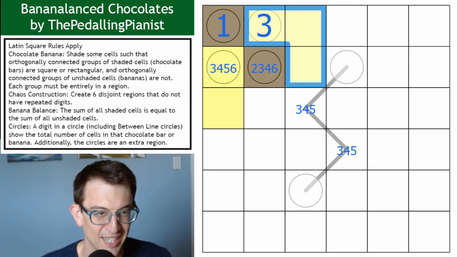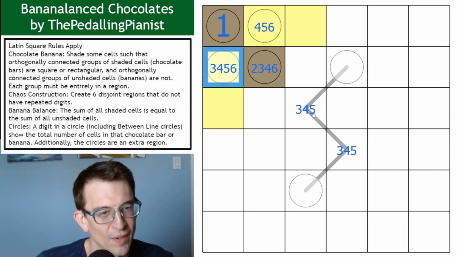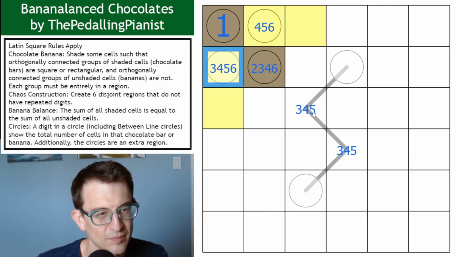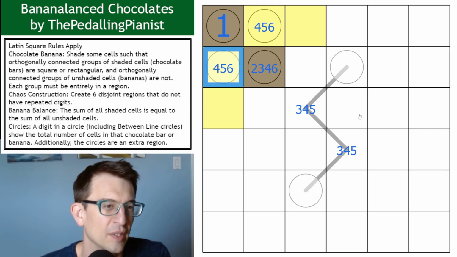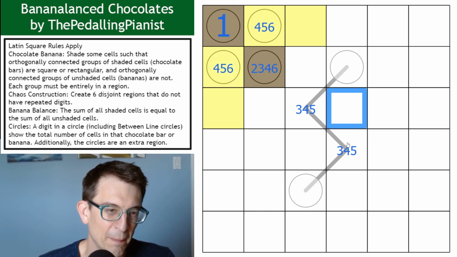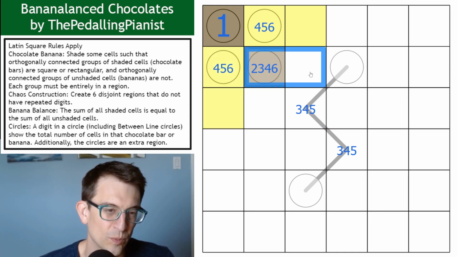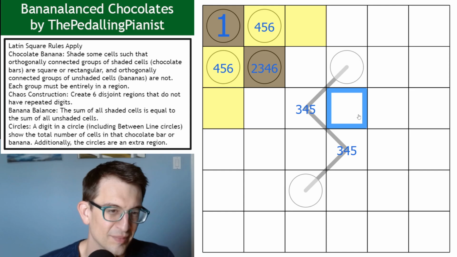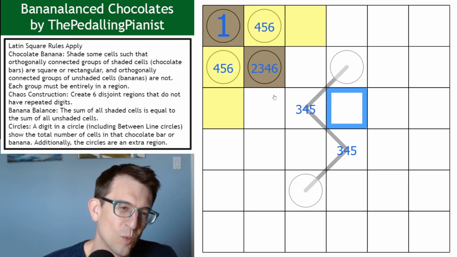I haven't looked ahead yet, but I think that's going to fail here too, right? If this is 3, it's the same problem. Yeah, these are chocolate, this is chocolate, and this makes a chocolate regular region. That can't be 3. Now, if this is 4, I could do something like that. 2. This becomes banana. And that's okay. Well then.